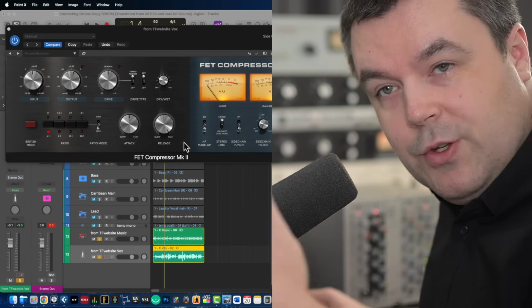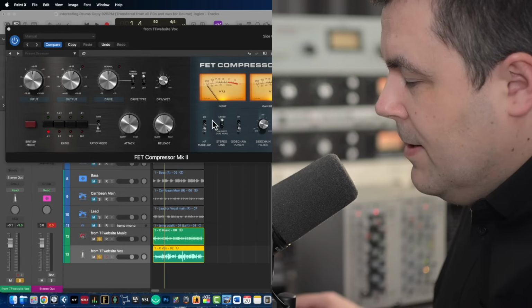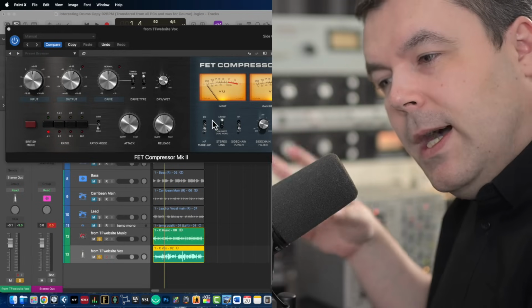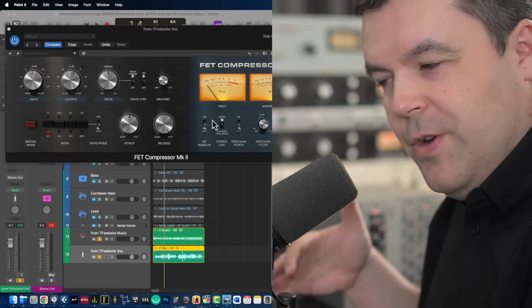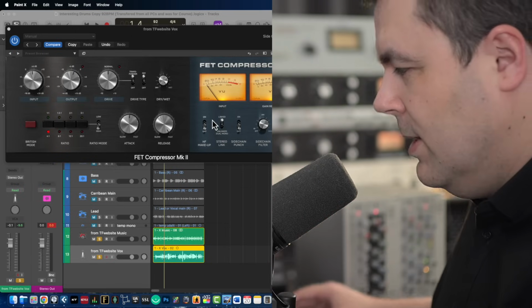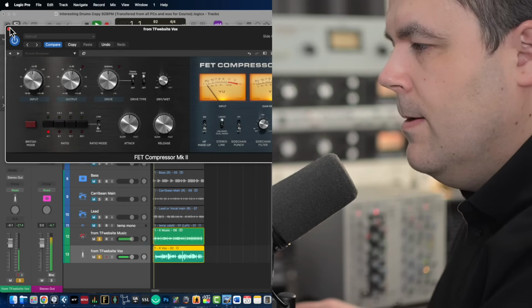Actually, I can address this fluctuation with the sidechain. I can make this compressor consider a bit higher range of frequencies rather than low frequencies, and it will be fluctuating just a bit less. So I use the sidechain filter here.